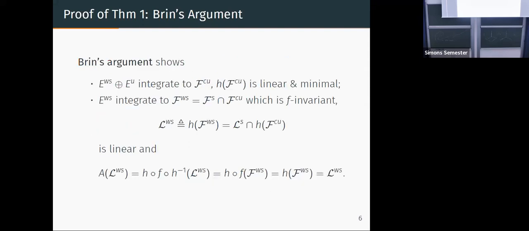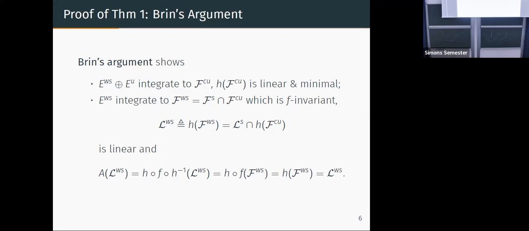So you can apply some Brin argument, calculating in triangulations, and it shows that you have a center unstable foliation which is linear and minimal, because the CU foliation is locally uniquely integrable. The Brin argument tells you that. That's the place where we use absolutely partially hyperbolic, because it will grow very fast.